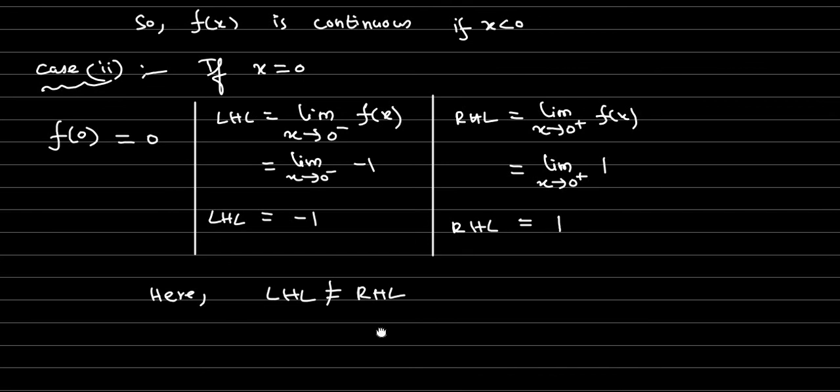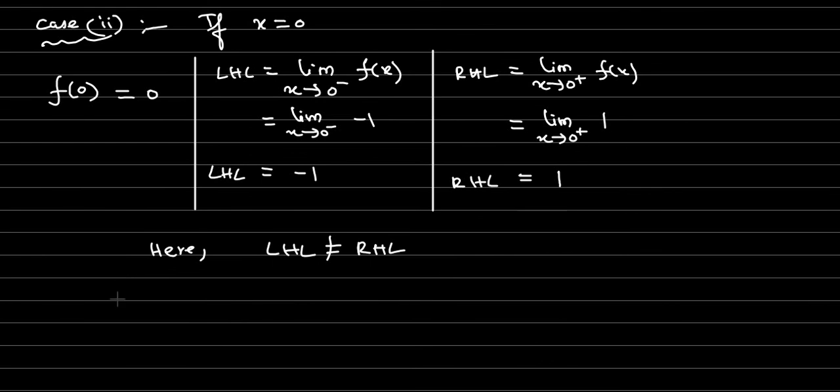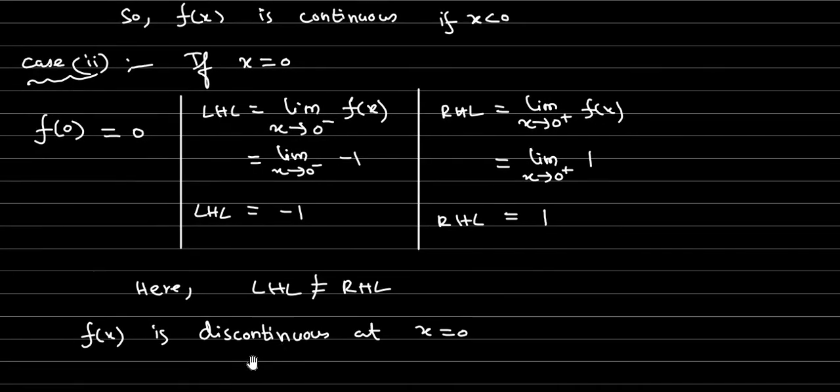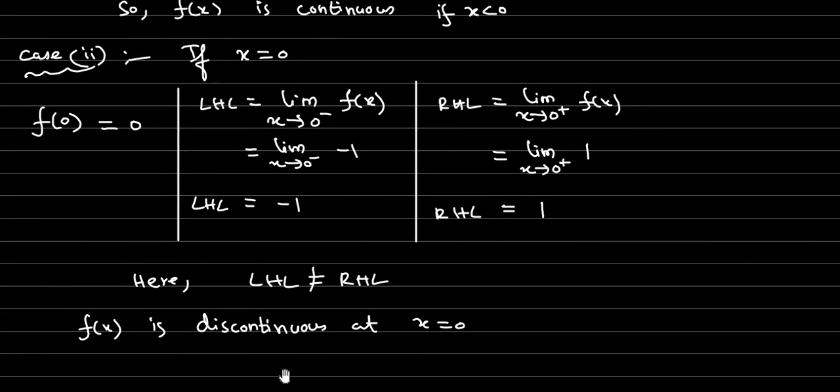All three things have to coincide. First, mainly we will check the left and right hand limits. Then we will check if the limits are the same. Then we will check with this f of 0 value. But anyway, if none of them are the same, what can we say? The function f of x is discontinuous at x equal to 0. So as of now, we found one point of discontinuity: at x equal to 0 the function is discontinuous.